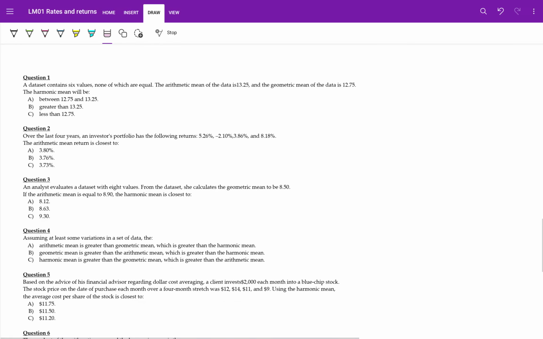So question number one is about the arithmetic mean. We actually have to calculate the harmonic mean, and we have been given the arithmetic mean and the geometric mean of a data set.